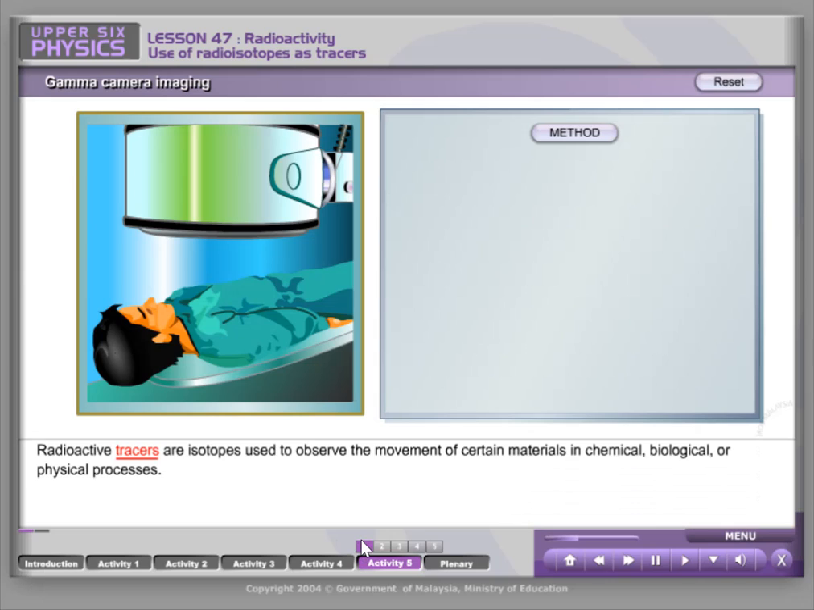Radioactive tracers are isotopes used to observe the movement of certain materials in chemical, biological, or physical processes. One valuable use of radioactive tracers is in medical diagnosis. Click the Method button to see how this is achieved.